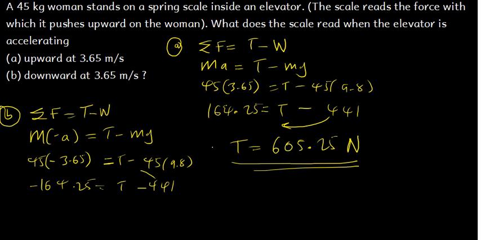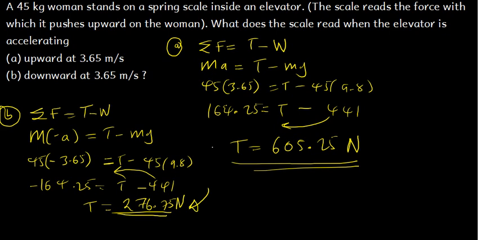So if this goes the other side, it becomes positive. Therefore, tension becomes 441 subtract 164.25. So the reading is going to show as 276.75 newtons. Notice that when something is going down, the weight is going to be much lower.